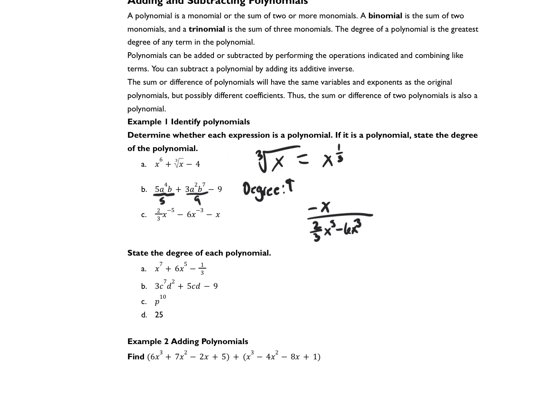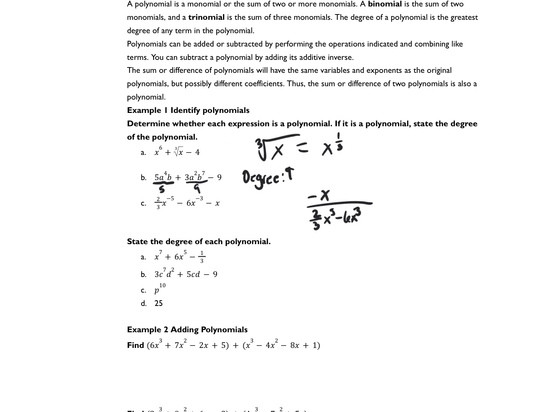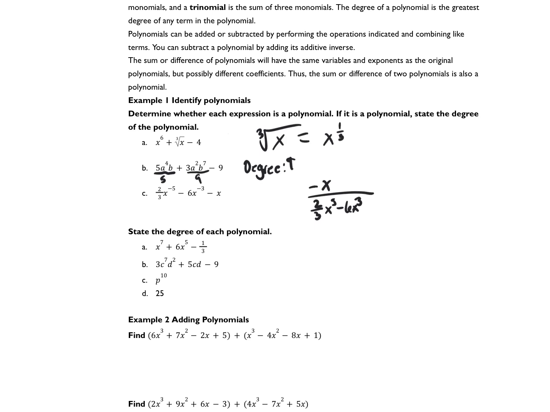All right. So, moving on. State the degree of each polynomial. So, these are all polynomials, A through D. The degree is going to be the highest power if it is just one variable. So in this case, the degree is 7 for letter A. For letter B, we have two variables here, so we're going to add those together. So 7 plus 2 again is 9.